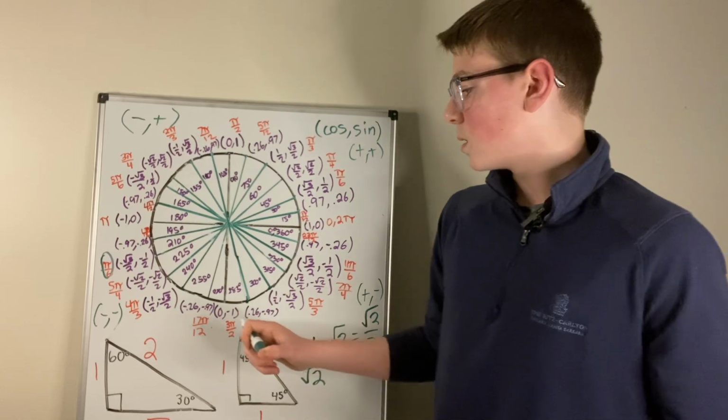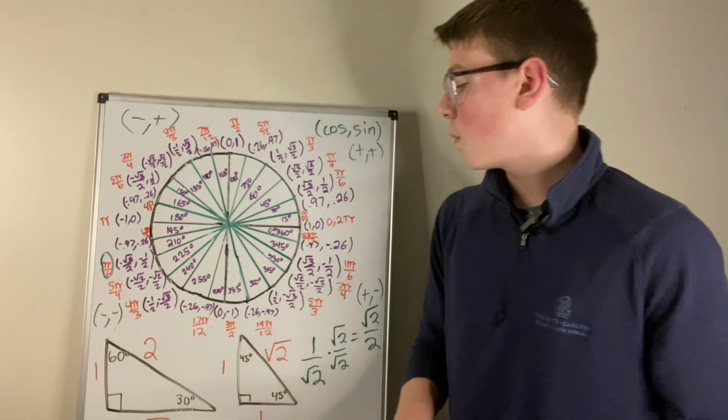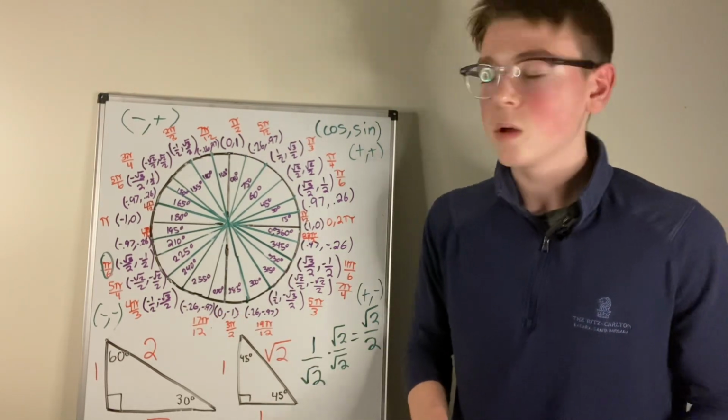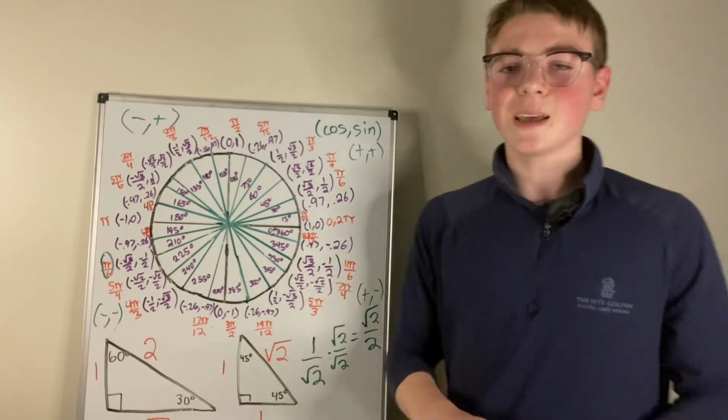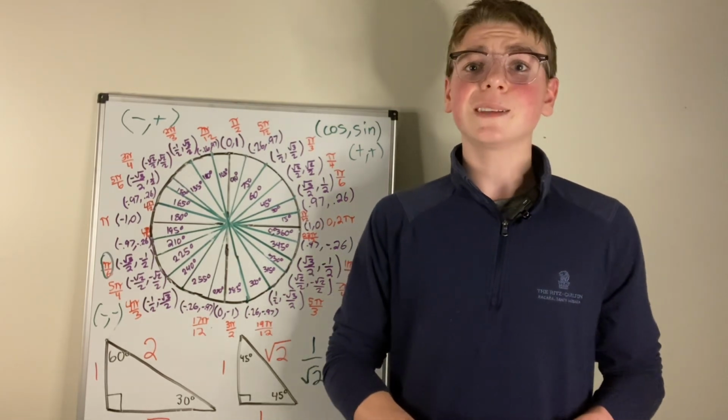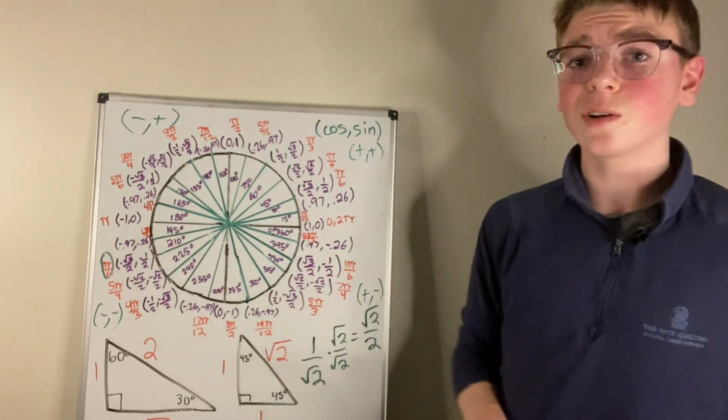Do it again. Okay, 17 pi over 12. Well, I see pi over 12 there. What's pi over 12? Well, it's 0.97, comma 0.26. So it's negative 0.97, comma negative 0.26 because you're in the third quadrant.